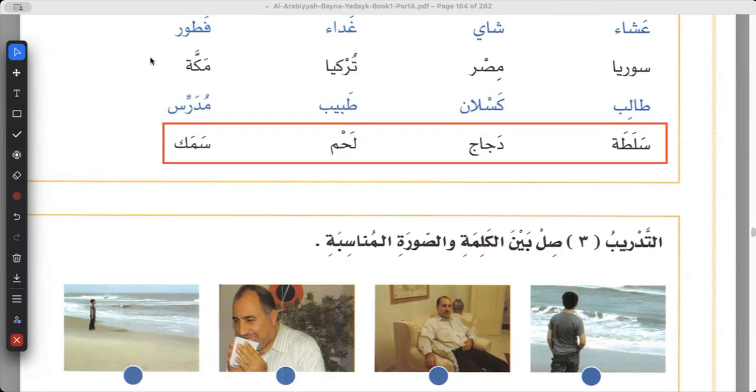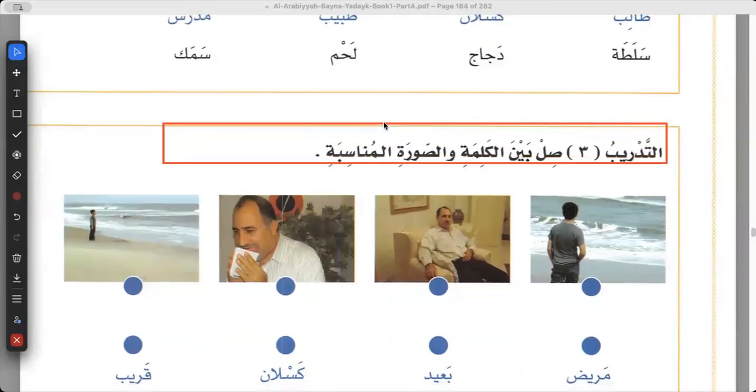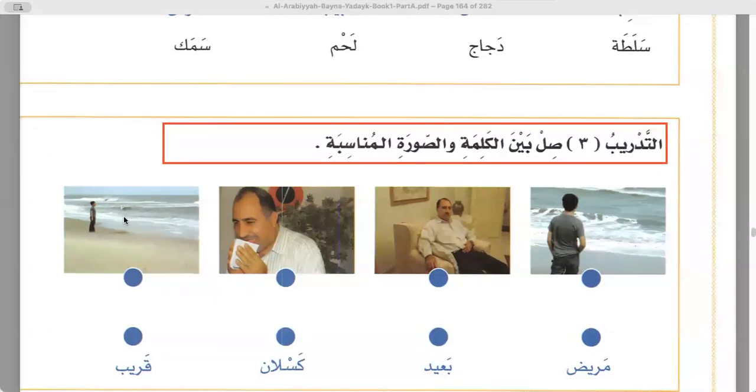Exercise three: match the word with the appropriate picture. So you link the word with the picture. So look at the pictures very well.